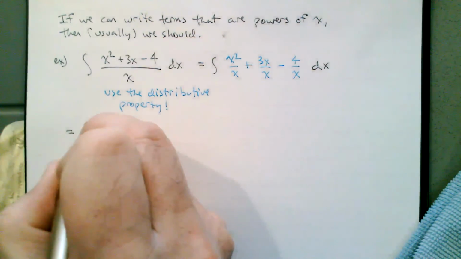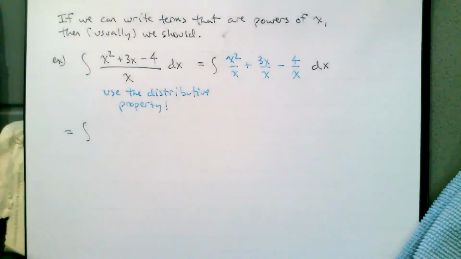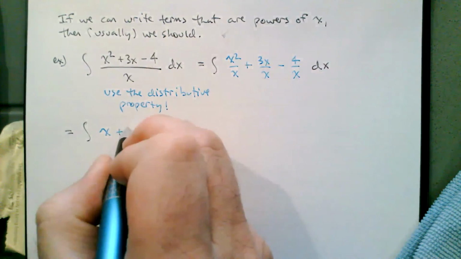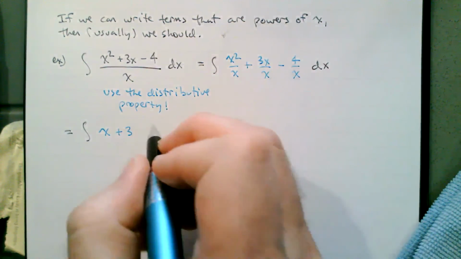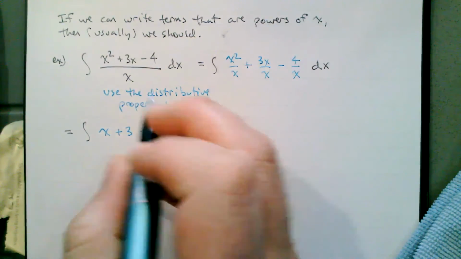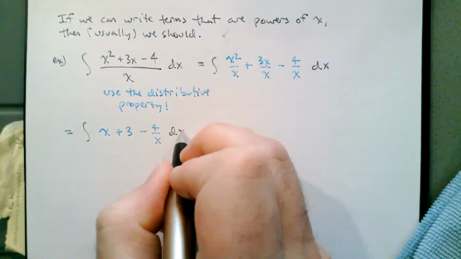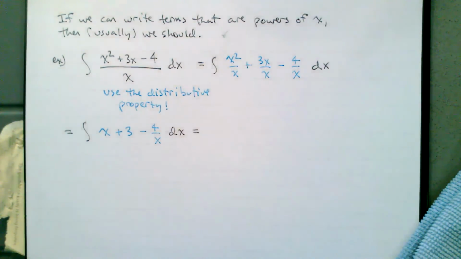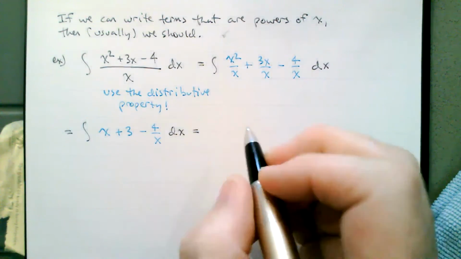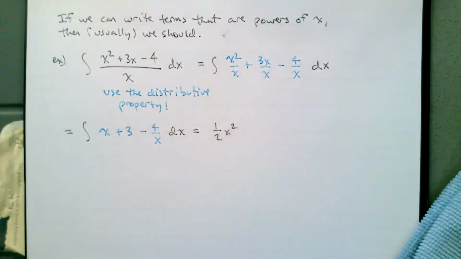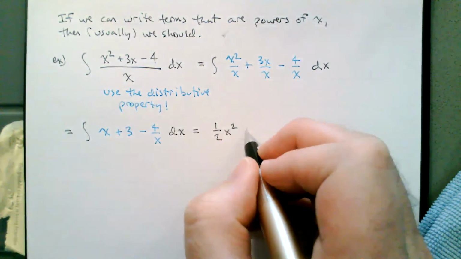So x squared over x is just x. 3x over x is just 3. And minus 4 over x is minus 4 over x. Now I can integrate a term at a time. Notice that I'm still writing the integral symbol because we haven't done the integral yet. But now we're ready to. The integral of x to the first is 1/2 x squared. We add 1 to the exponent, divide by the new exponent. The integral of the constant 3 is 3x, so plus 3x.